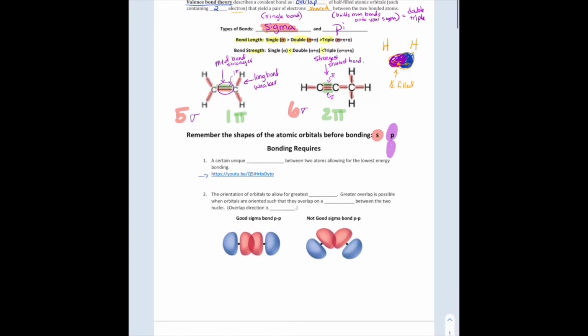This is what is important about bonding. We've mentioned this before too in a different way. So, a certain unique distance between two atoms allows for the lowest energy bonding.